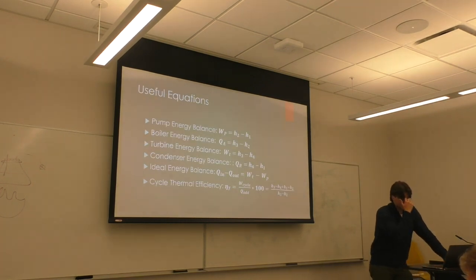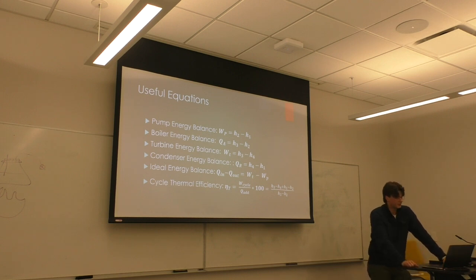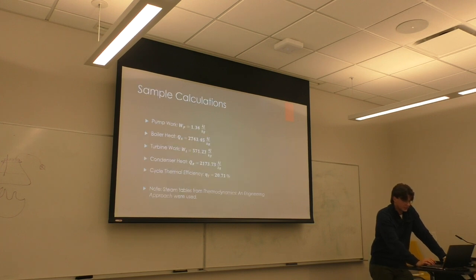So these are the equations that we're going to use to calculate the previously mentioned quantities: the pump energy balance, boiler energy balance, turbine energy balance, condenser energy balance, ideal energy balance, and cycle thermal efficiency. So these are the sample calculations for all of those.